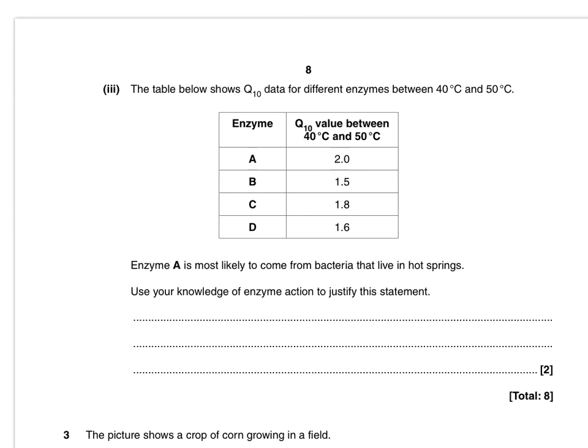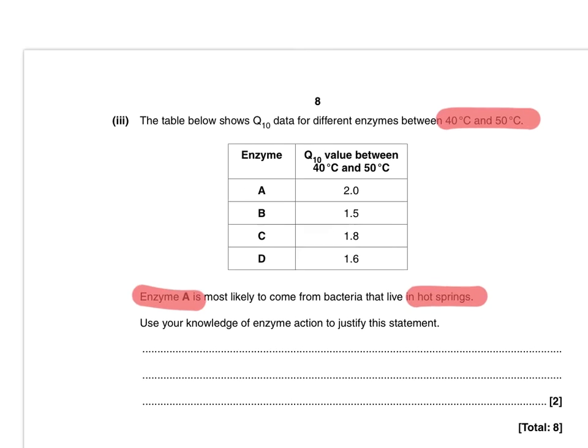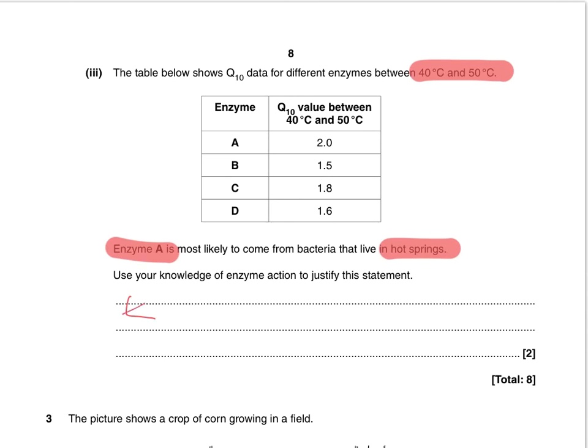So it's showing us the different enzymes between 40 and 50 degrees. So remember, the higher the Q10, the better they work at a high temperature, all right? So enzyme A is most likely to come from bacteria that live in a hot spring, okay? Use your knowledge of enzyme action to justify this statement. Here we go. So the first marking point is for the fact that enzyme A is not denatured, okay?